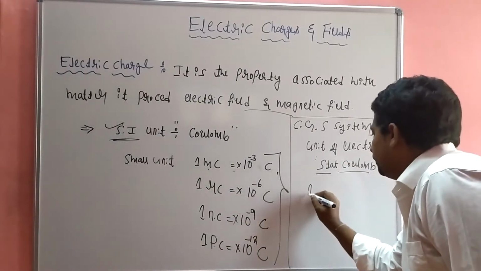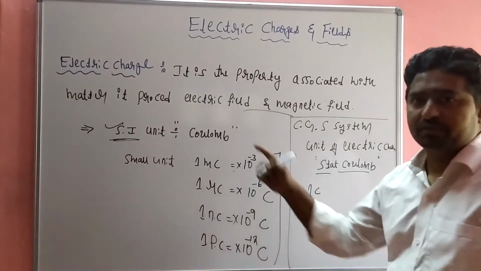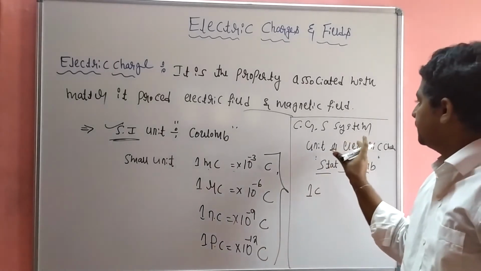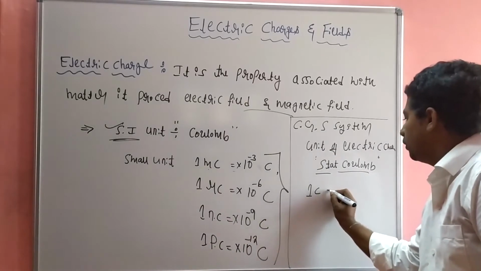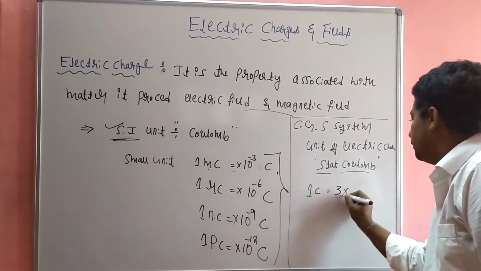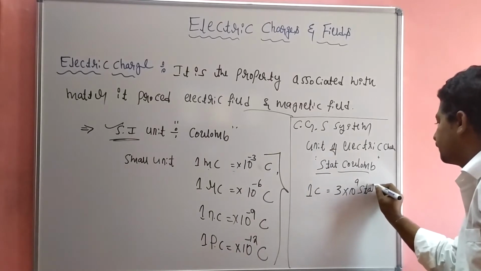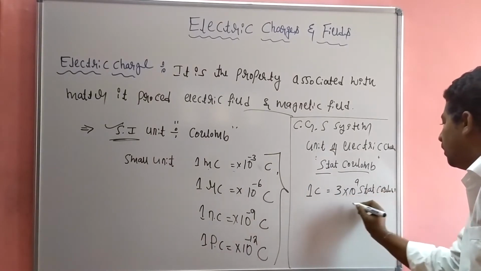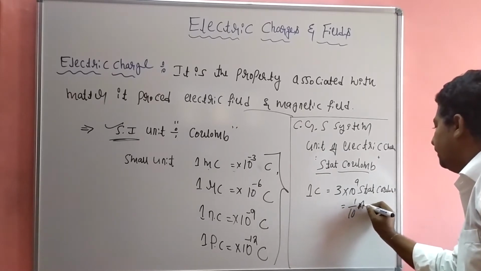So 1 coulomb is equal to, because CGS system, this is SI system. SI system means it is nearly the MKS system. So which is larger here, that is SI. So 1 coulomb is equal to 3 into 10 to the power of 9 stat coulomb, that is equal to 1 by 10 abcoulomb.